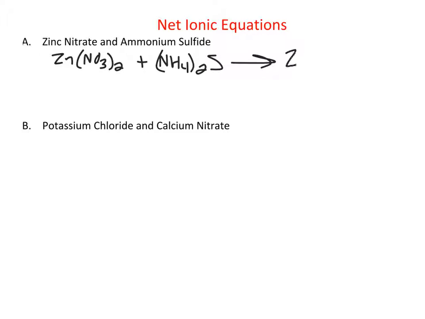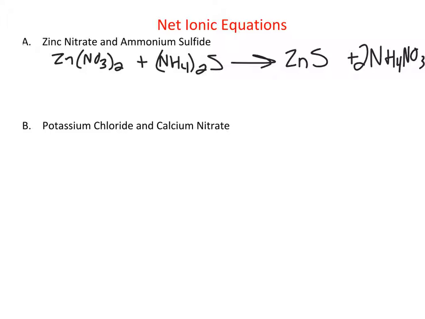So zinc's going to go with sulfide, and ammonium's going to go with nitrate. Now I've crossed their charges and taken care of all of that already, but make sure that when you're writing out the reaction that you take into account any charges that these things have. So I need to balance the reaction next, so I need a 2 in front of those. And now here's where the new stuff starts.